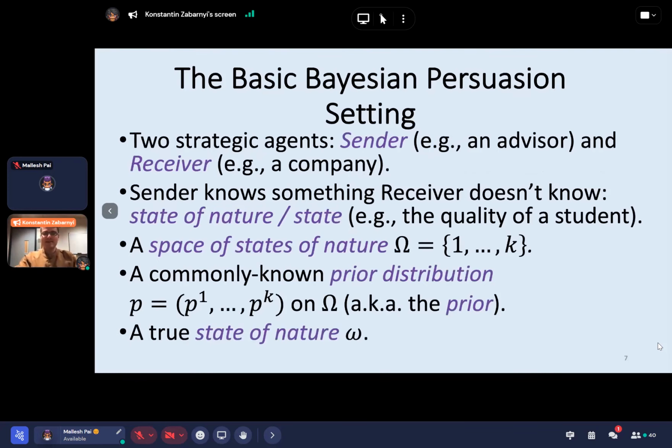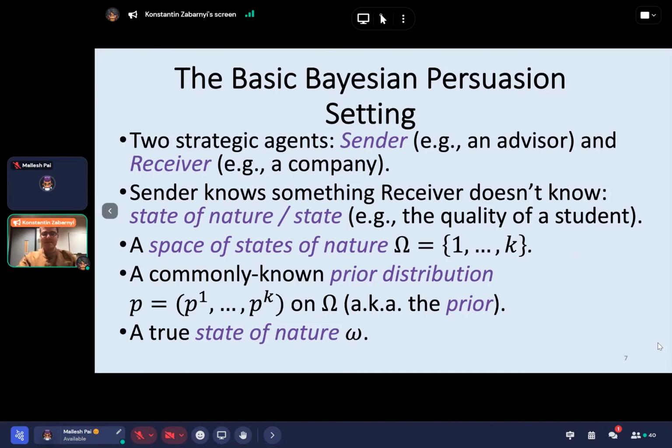So once we understood that persuasion is important, let's formalize the setting. Let's think of two strategic agents: the sender, for example an advisor, and the receiver, for example a company. We assume that there is some information hidden from the receiver, but known to the sender. Let's call it the state of nature, or just the state. And it may represent, for example, the quality level of a student. Let's fix a set of states, omega.